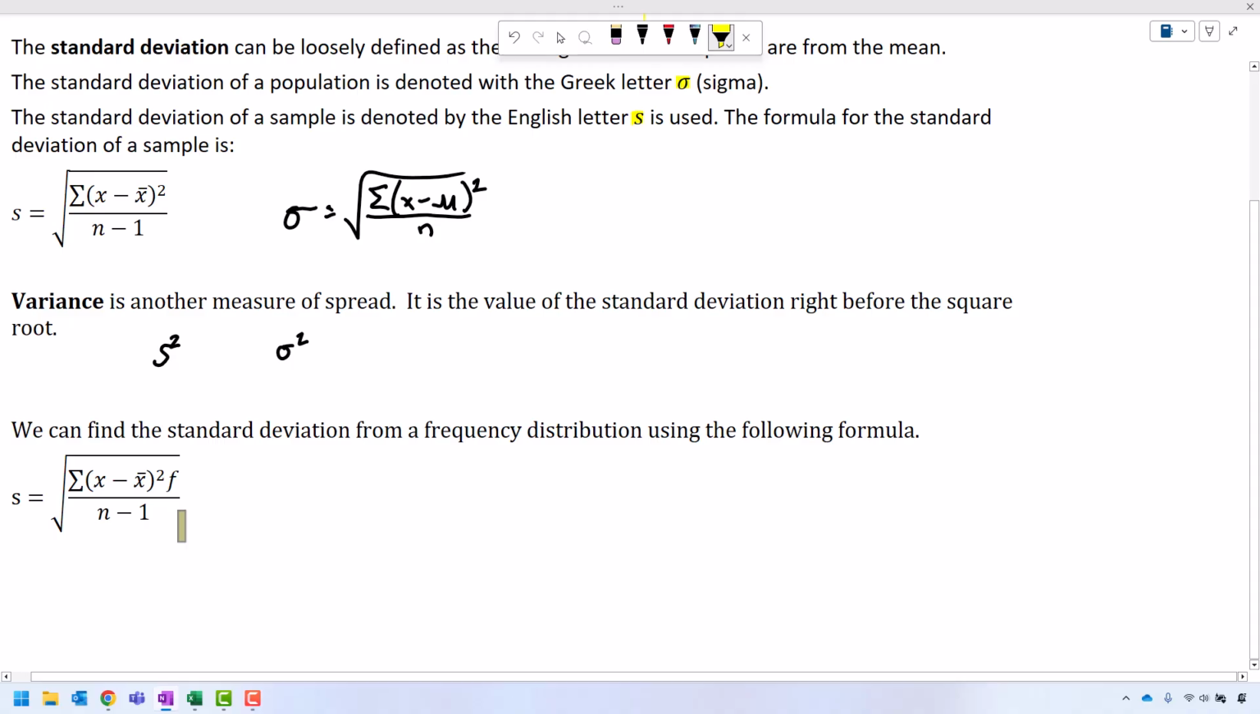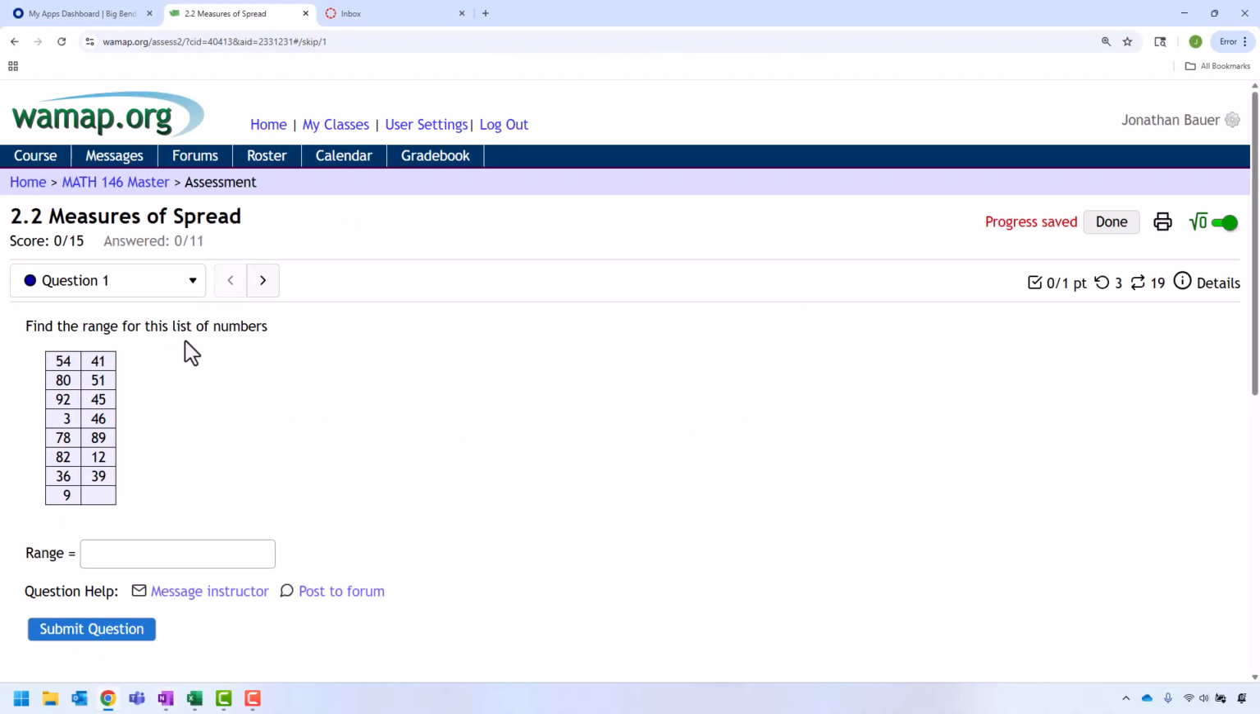We don't really use that very much, but it's similar to how we'd find the mean from a frequency distribution. So we find the deviation, and then we square it, and we multiply it by the frequency, how many times it occurs, and divide by n minus 1. We could do a similar one for the population, but we wouldn't really do that with that many data points. So, examples now. Quickly ran through that. We're going to find the range of this list of numbers. So I'm going to copy it.